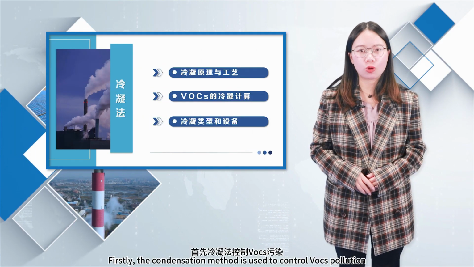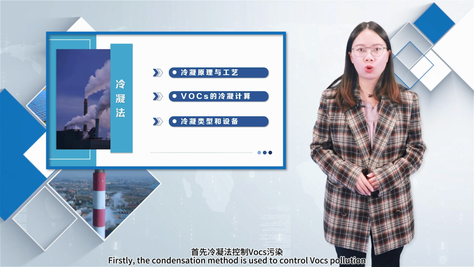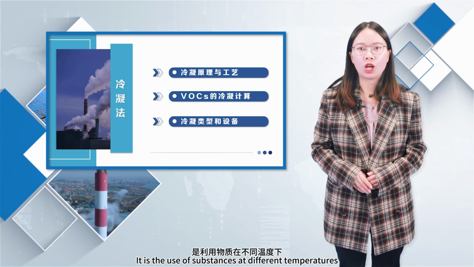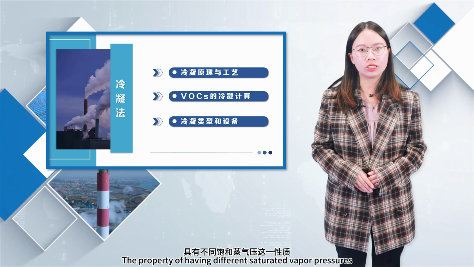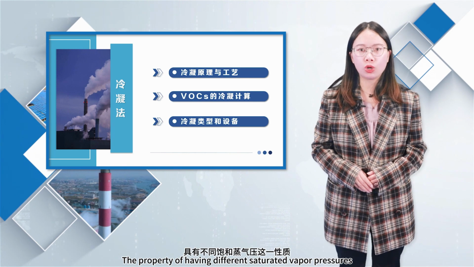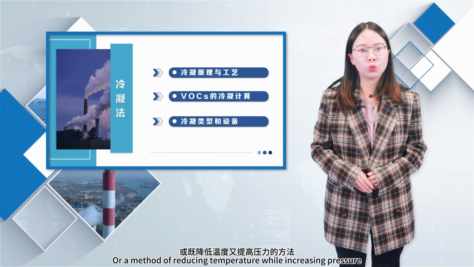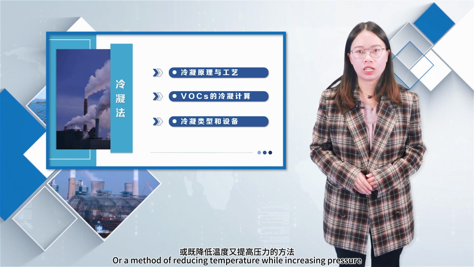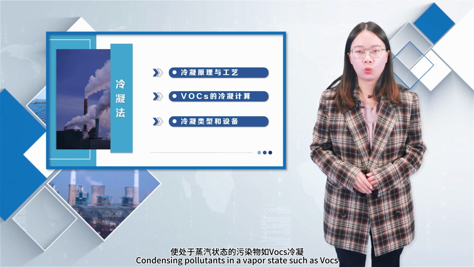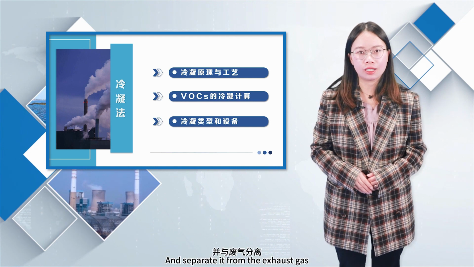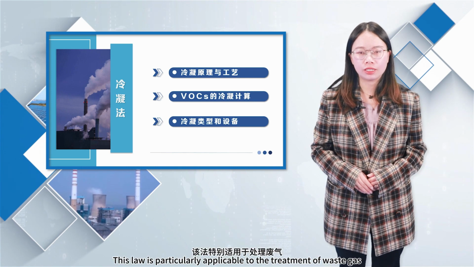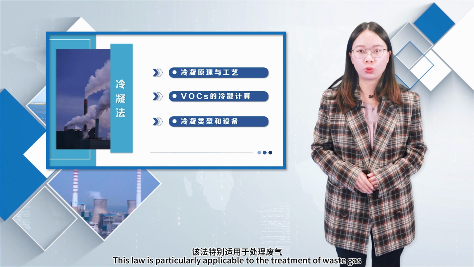Firstly, the condensation method for controlling VOx pollution is the use of substances at different temperatures having different saturated vapor pressures, reducing temperature to increase system pressure, or a method of reducing temperature while increasing pressure, condensing pollutants in a vapor state such as VOx and separating them from the exhaust gas. This method is particularly applicable to the treatment of waste gas.